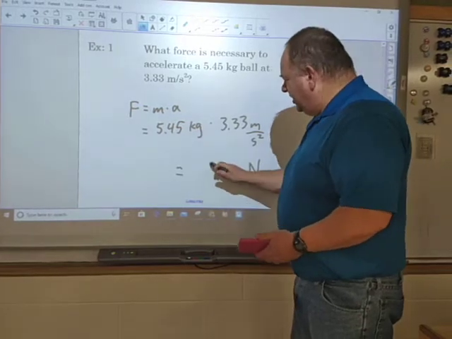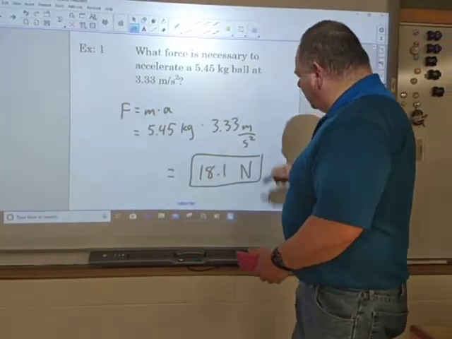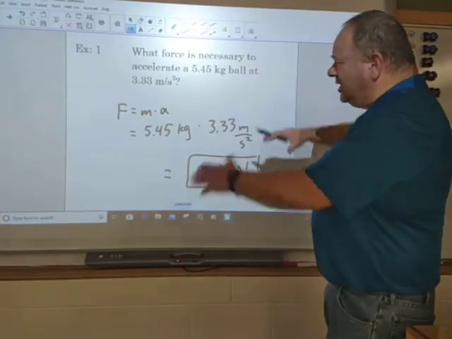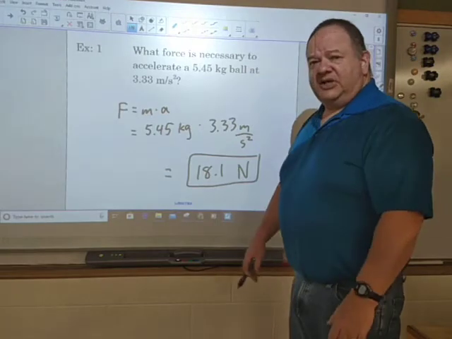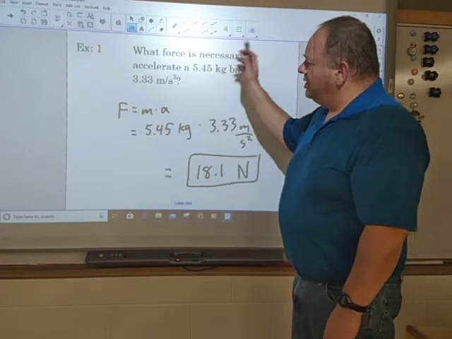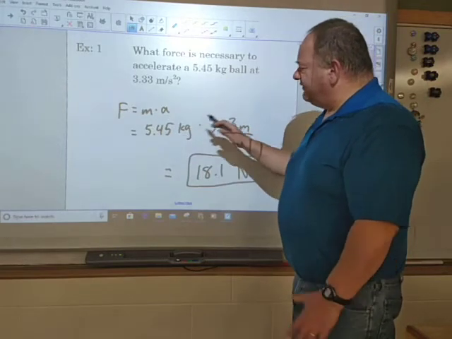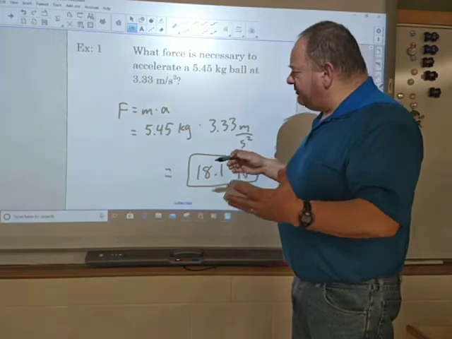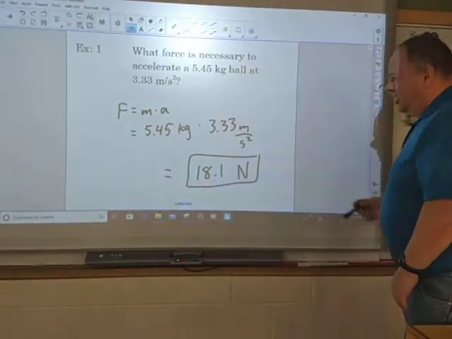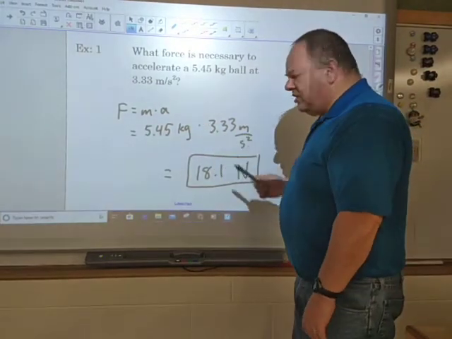Alright, so I got 18.1 newtons. Always nice to have a little box or circle around your answer. That's as basic as a second law problem gets. Straightforward. Had the formula, didn't have to rearrange it or deal with any special labels. Multiply them together, got an answer. You need to get across to yourself that a kilogram times a meter per second squared is a newton.